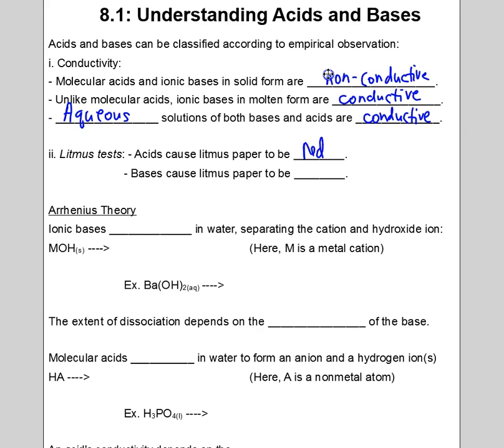Red is the color that litmus turns in the presence of an acid, and blue in the presence of base. A neutral compound is sort of an exception, would have no effect on either. So that's important to realize, that neutral compounds won't change red or blue litmus paper.